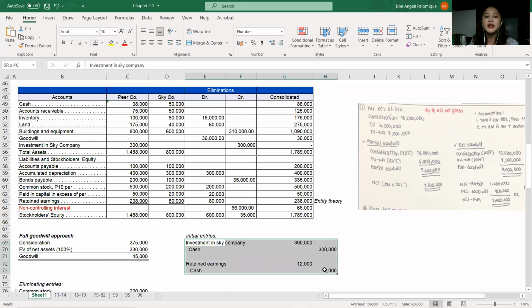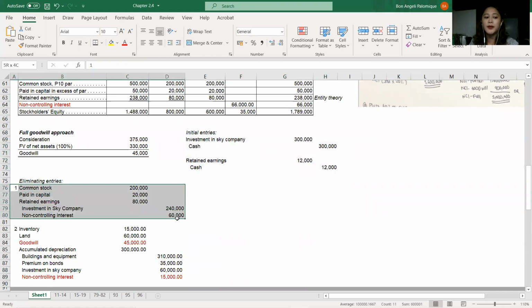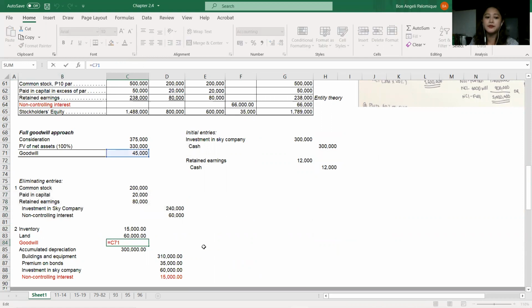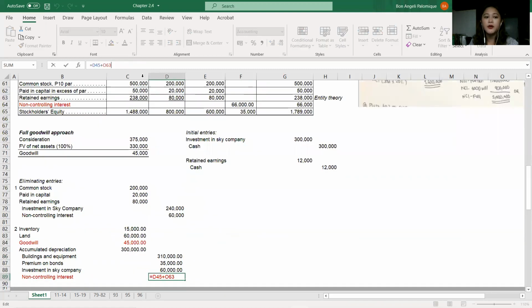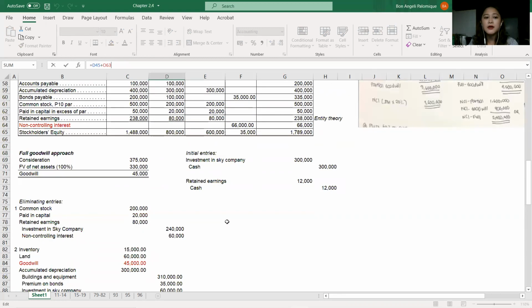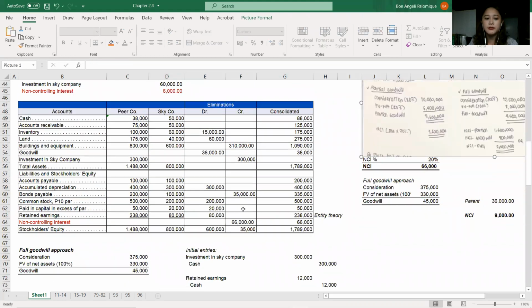So, same lang sila ng initial entries. Same lang din sila ng elim entries number 1. Pero under number 2, syempre nag-iba yung ating goodwill amount. Next is yung ating NCI. So, kanina 30,000 lang to, no? Ay, yung kan ba to? 6,000. Pero, kung maalala nyo, under full goodwill, kailangan natin is 6,000 plus, dito siya nakatago pa siya.